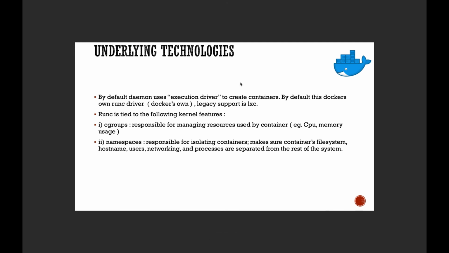So what is the underlying technology being used? By default, Docker daemon uses an execution driver to create the containers. So basically, your Docker daemon is helping you to create the containers. By default, Docker has its own runc driver, and it also supports the legacy LXC. Runc is tied to the following kernel features. So now again, the runc driver has features which are attached to the kernel features, that is cgroups.